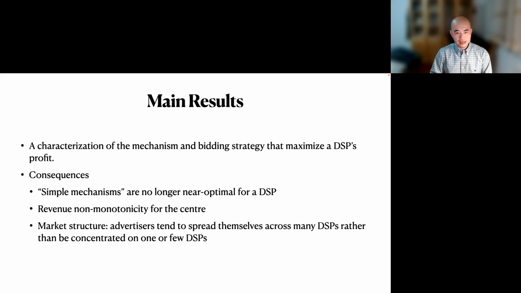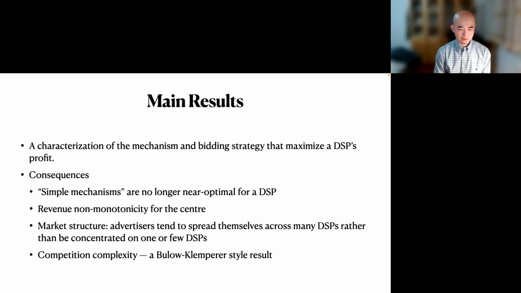And also for the market structure, we ask when there are many DSPs and when advertisers join the market, do they tend to join the bigger ones so that the market power concentrates to a few big DSPs, or do the advertisers tend to spread themselves across many DSPs? We will see that under certain conditions, the advertisers tend to spread themselves. This means that if our prediction is correct, we will see many small DSPs rather than a big few. And then, if time allows, I'm going to talk about a competition complexity result. This takes some time to explain, so I'll wait until the end if I have time. I believe I will have plenty of time, so please interrupt me if anything's unclear.